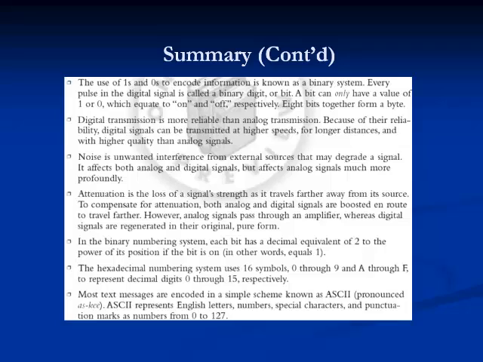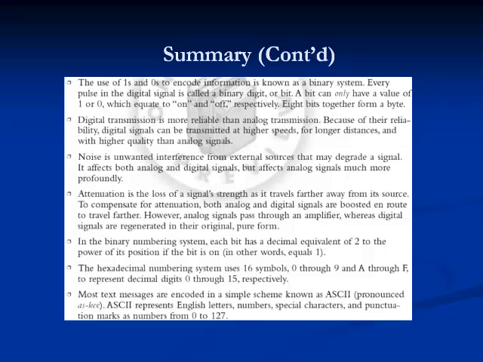The use of ones and zeros to encode information is known as a binary system. Every pulse in a digital signal is called a binary digit or bit. A bit can only have a value of 1 or 0, which equate to on and off respectively. 8 bits together form a byte. Digital transmission is a more reliable transmission method than analog. Because of their reliability, digital signals can be transmitted at higher rates for longer distances and with higher quality than analog signals.